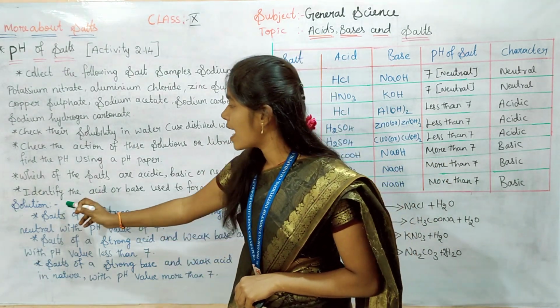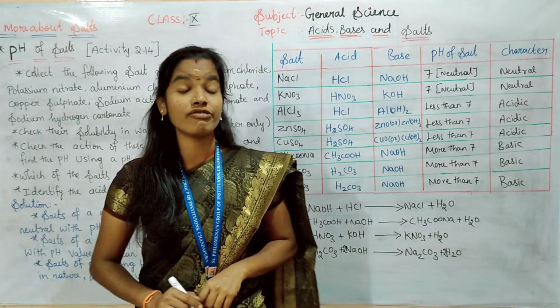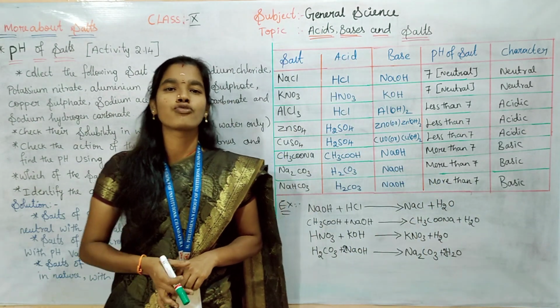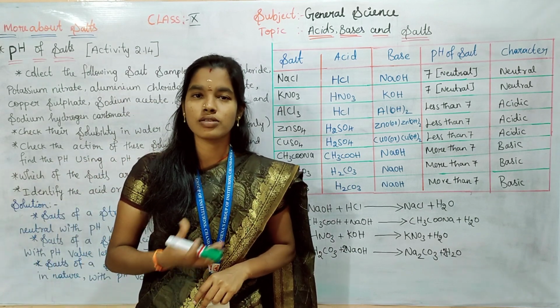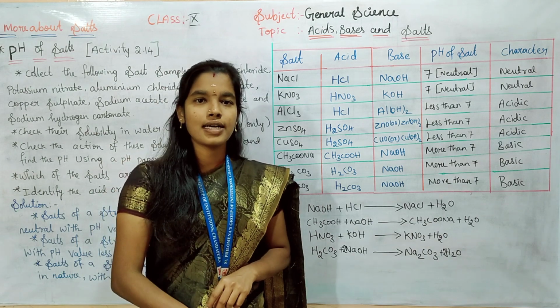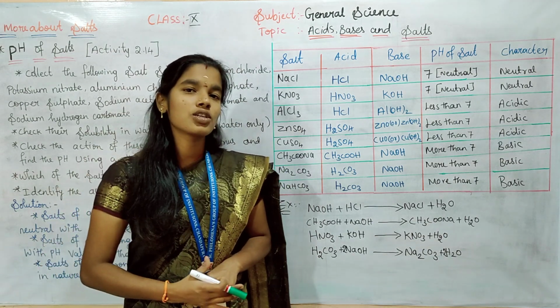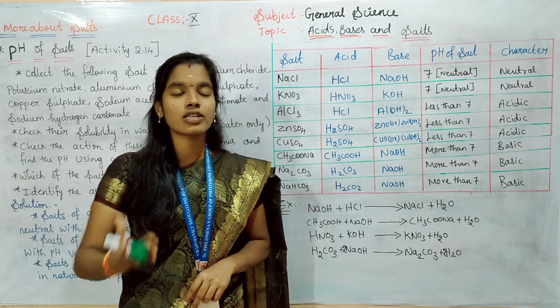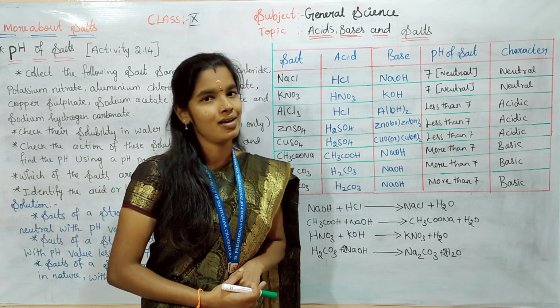Okay, and identify the acid or base used to form the salts. We have to identify the acid and base used to form a salt. So already we have learned that whenever a reaction takes place between acid and base, a neutralization reaction takes place, right? So when a neutralization reaction takes place, what happens? Acid reacts with base, it forms the corresponding salt and water.